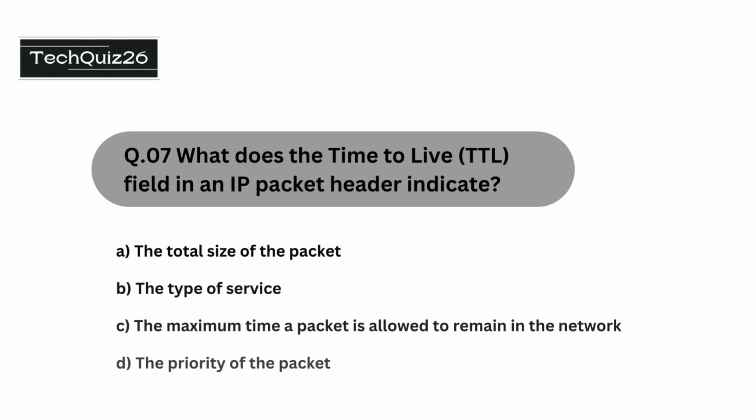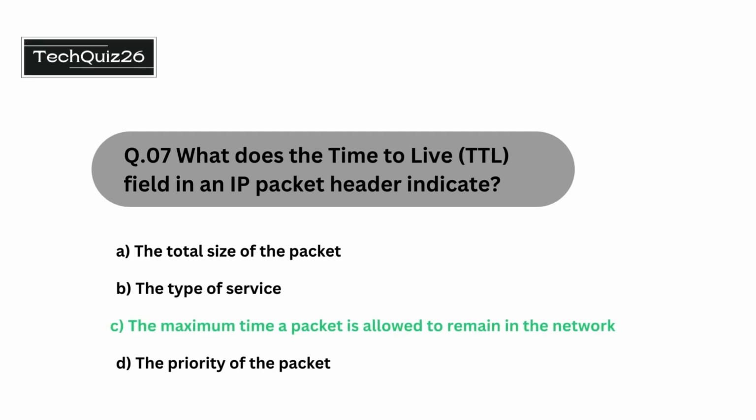Question number 7 is what does the time to live field in an IP packet header indicate? The options are the total size of the packet, the type of service, the maximum time a packet is allowed to remain in the network, the priority of packet. The correct option is the maximum time a packet is allowed to remain in the network.